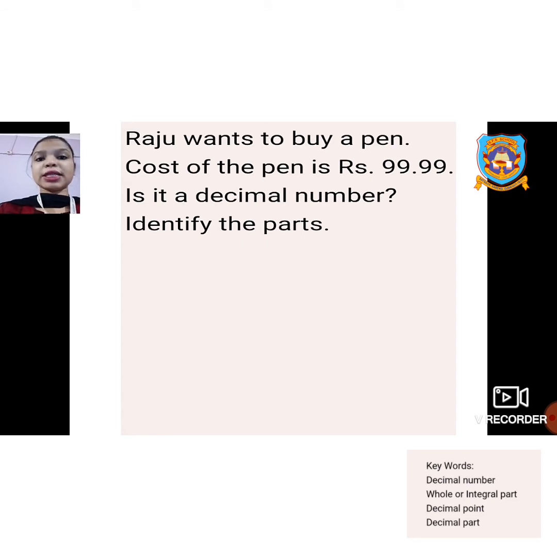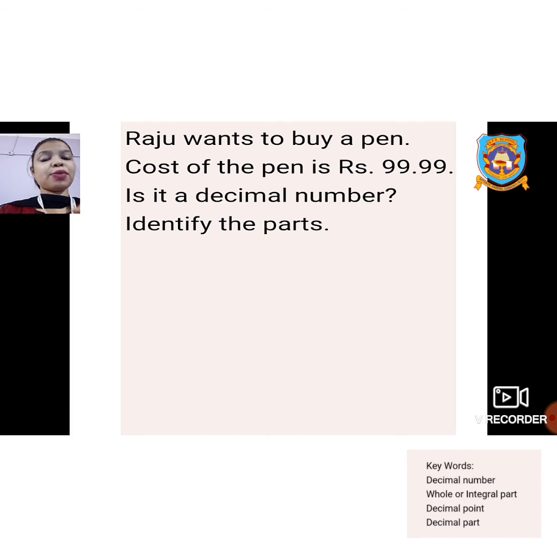We use decimal numbers in our real life in terms of money, in terms of kilogram, and various units of measurement. For that I have taken an example here. Raju wants to buy a pen. The cost of the pen is rupees 99.99. This is how you read a decimal number.